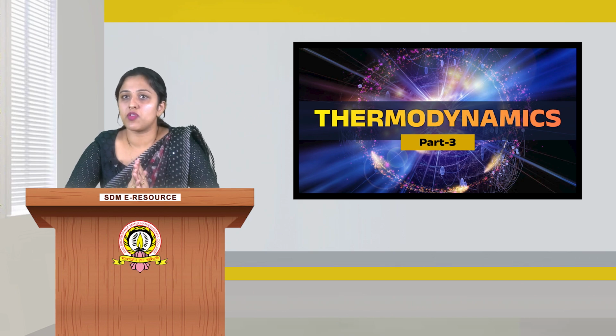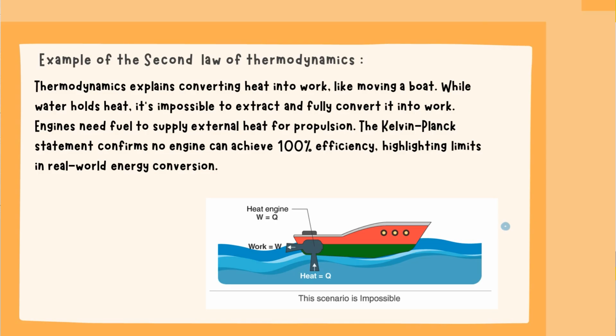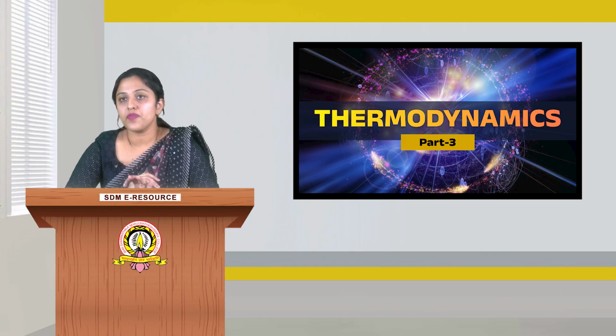Example of the second law of thermodynamics. This explains converting heat into work, like moving a boat. While water holds heat, it is impossible to extract it and fully convert it into work. An engine needs fuel to supply external heat for propulsion. So the Kelvin-Planck statement confirms no engine can achieve 100% efficiency, highlighting limits in real-world energy conversion. And in this diagram, the scenario where Q is equal to W is impossible.